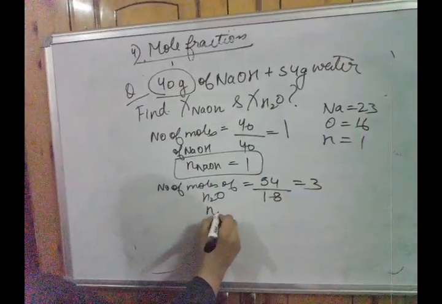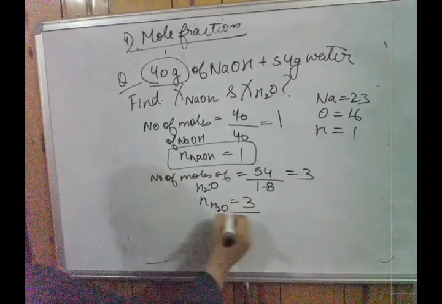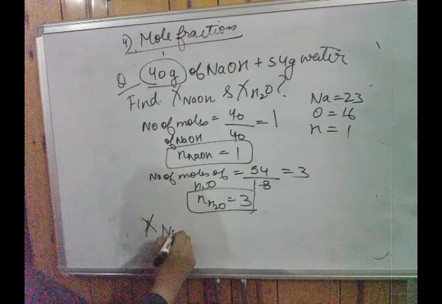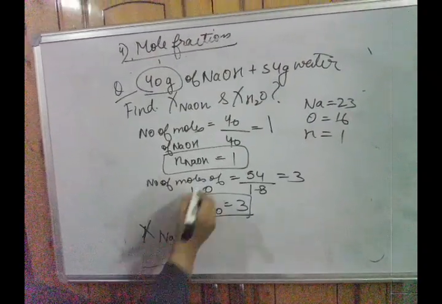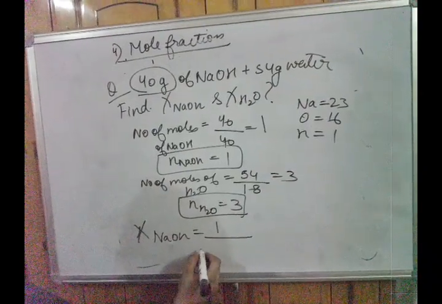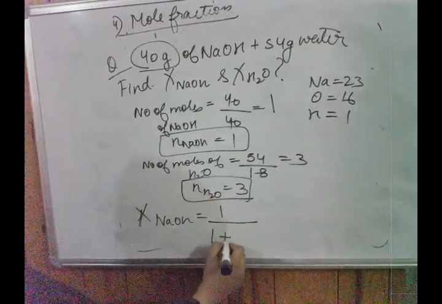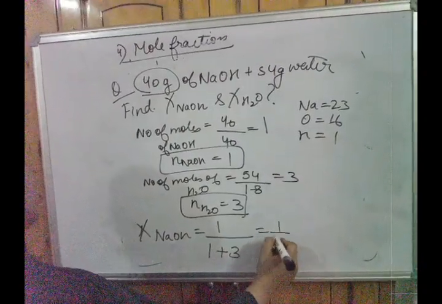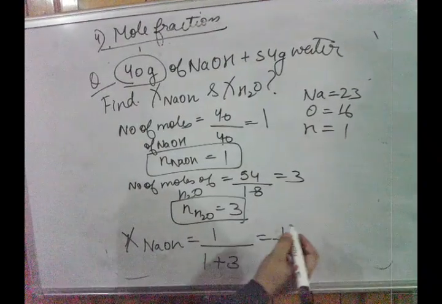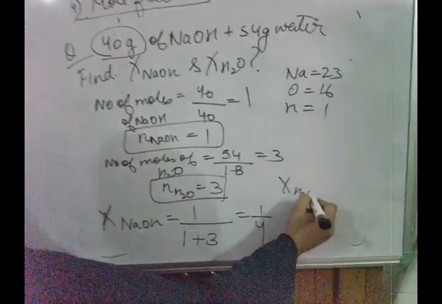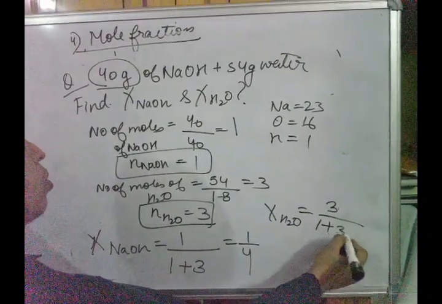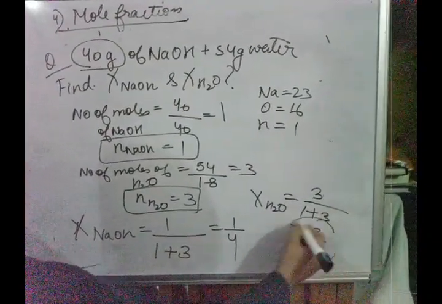So number of moles of H2O is equal to 3. Now coming up to mole fraction of NaOH. Number of moles of NaOH divided by total number of moles, that is 1 plus 3, that is 1 by 4. Then for H2O, mole fraction of H2O is number of moles of H2O by total number of moles, 3 by 4.